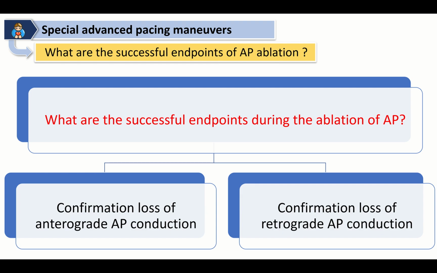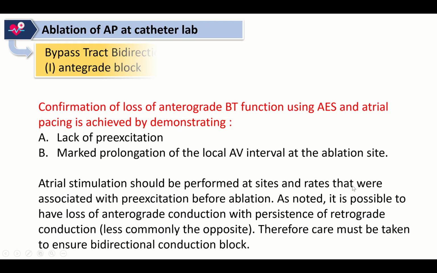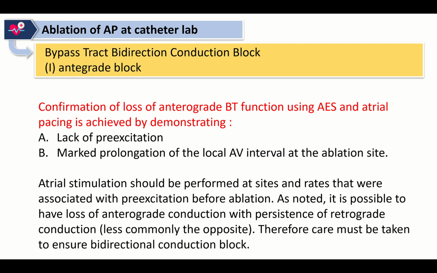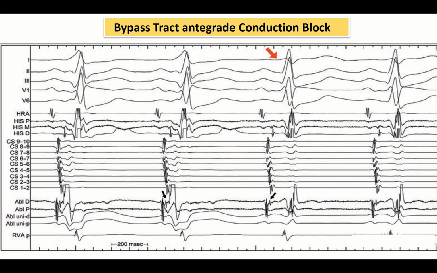What are the successful endpoints of accessory pathway ablation? So I know the accessory pathway is localized, good mapping, I ablated. What are the successful endpoints? Confirmation of loss of antegrade conduction, and sure, confirmation of loss of accessory pathway retrograde conduction. If it is antegrade conduction, confirm antegrade block. How do I know? Lack of pre-excitation, sudden loss of pre-excitation, and the AV interval will prolong.